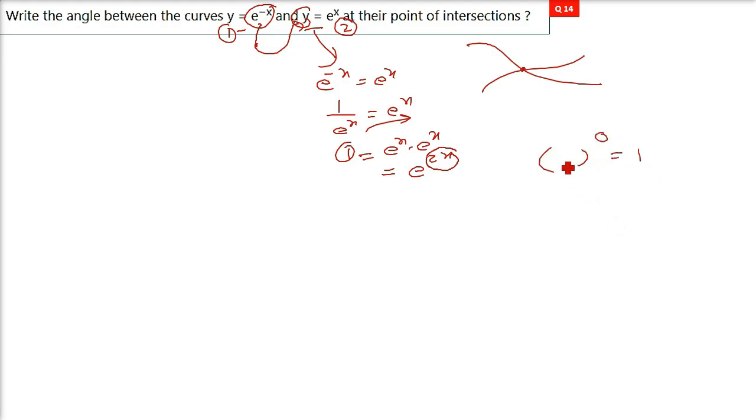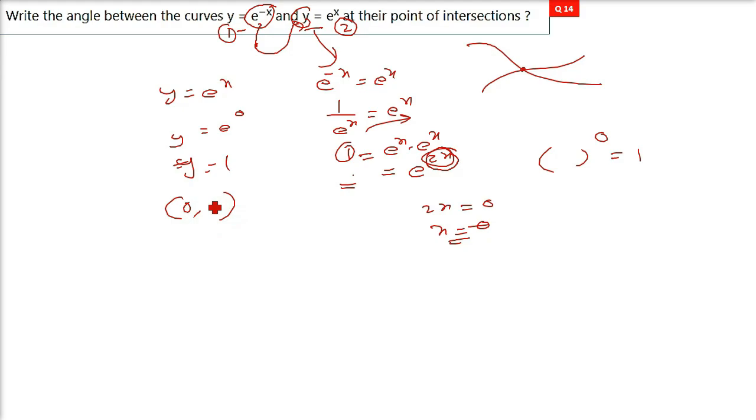That means by the analogy and by the previous experience, we have 2x is equal to 0. So when 2x is equal to 0, that definitely means 2 cannot be 0, so x is 0. Now just put it in any of the equations when x is equal to 0. If you put e raised 0, anything raised to 0 is 1. So y is 1. The x and y points are 0 and 1.